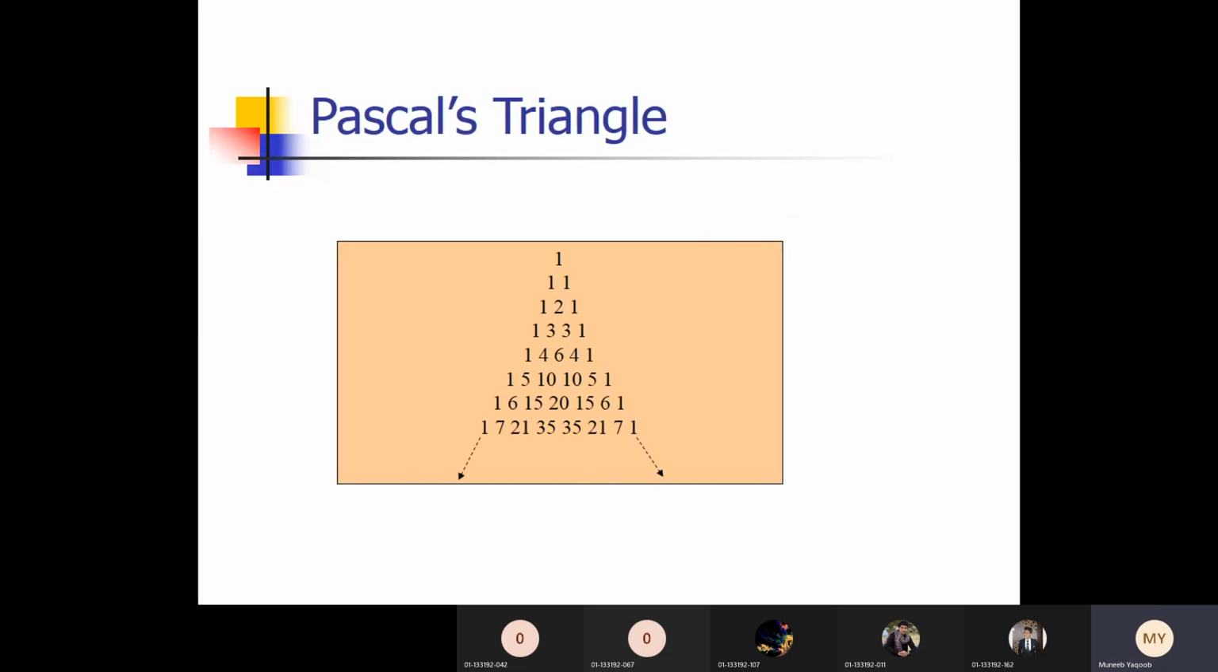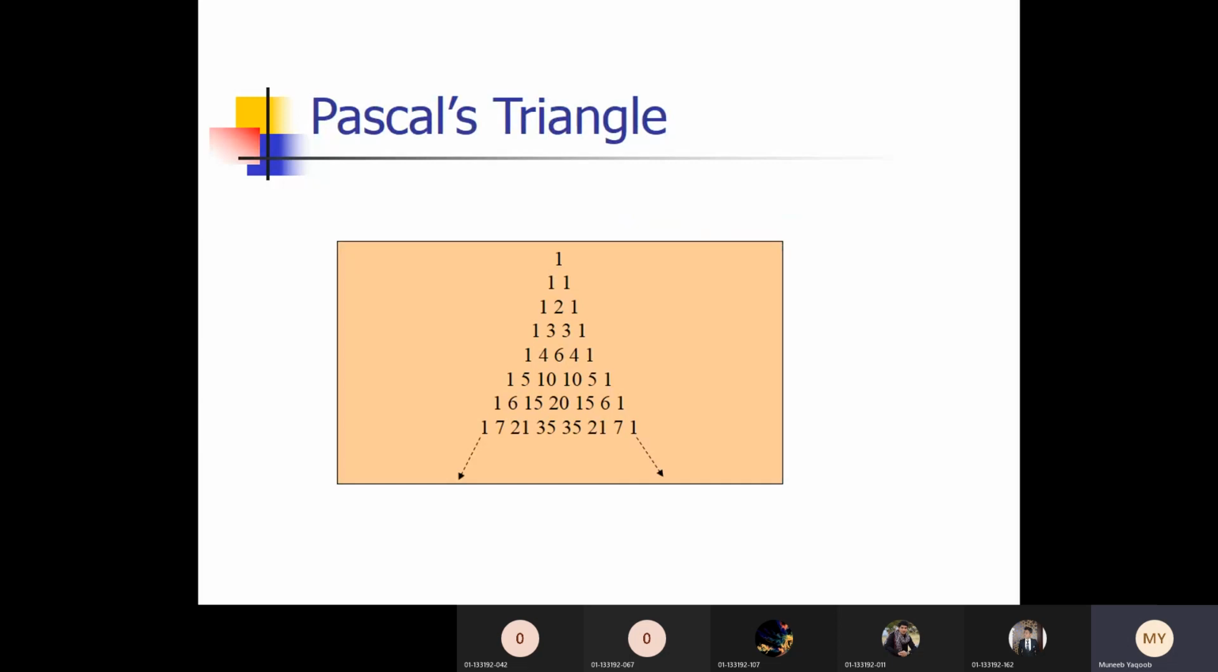Similarly, for (a + b) whole power 2, we add 1 and 1, we get a 2. We write 1 on both sides of 2, and hence we get the three coefficients of (a + b) whole square, that is a square plus 2ab plus b square. So the first term has a coefficient of 1, the second term has a coefficient of 2, and the third and last term has a coefficient of 1 again.